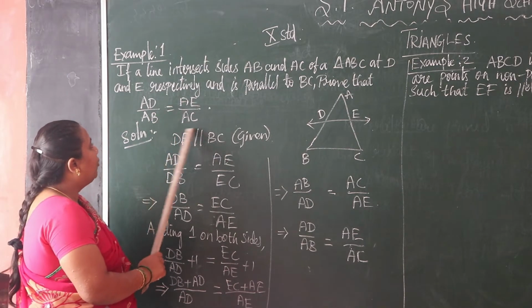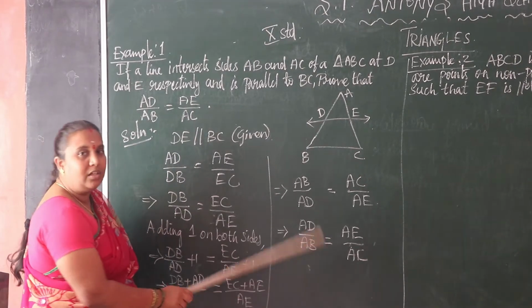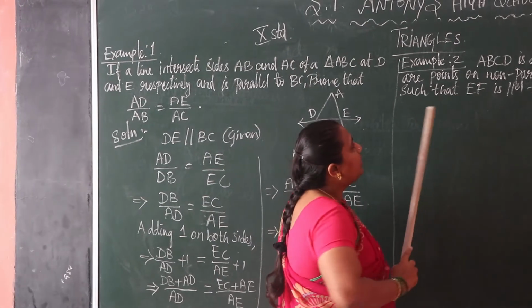So what did we want to prove in this sum? AD by AB equals AE by AC. That we got. Then we move on to example 2. What is example 2 here?